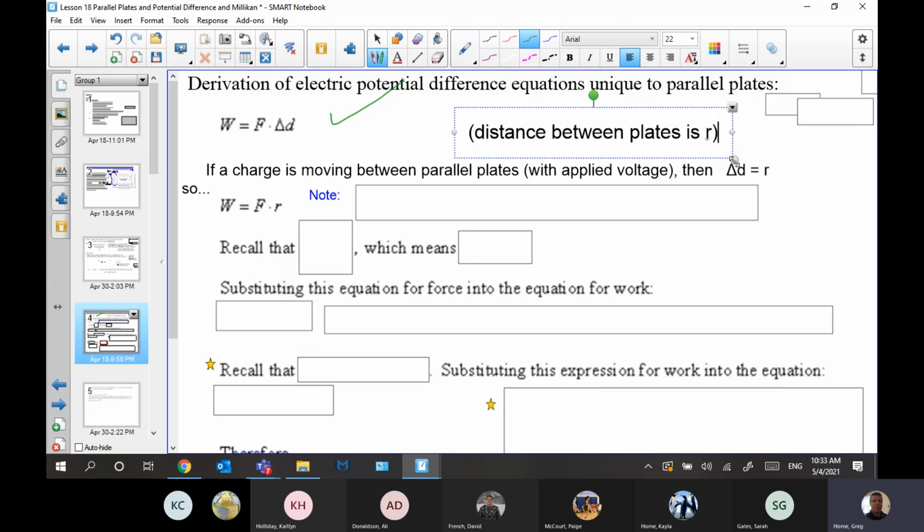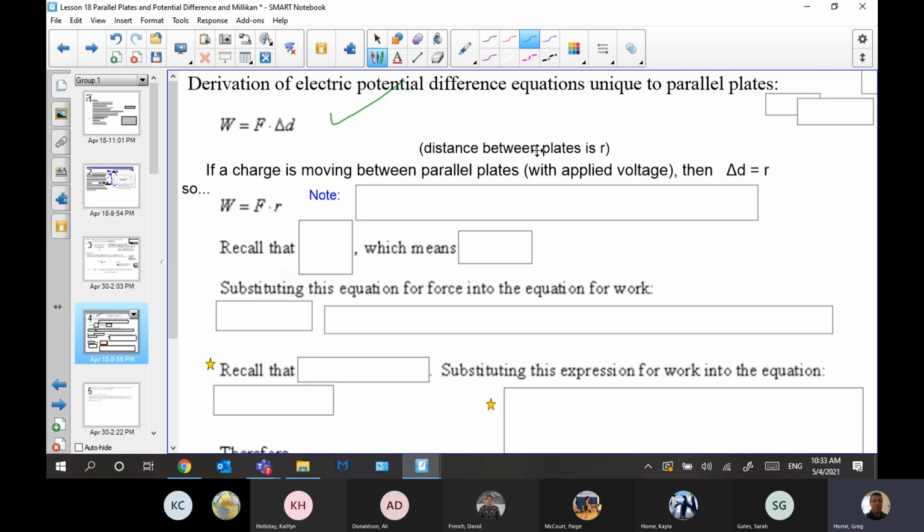So if the distance between the plates is R, then in my work done formula, delta D is R. So work done is equal to F, now that's actually F dot R. And this blue note about that, this blue dot, I'm just trying to be really thorough here. We're upping our game to a grade 12 level where we can recognize these things. So these are vectors, right?